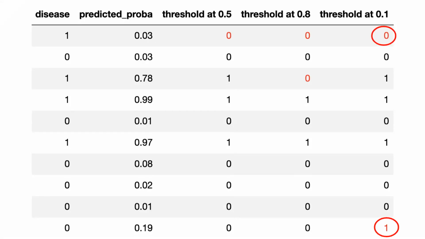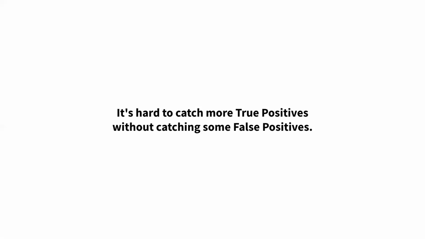If you try another threshold where we say, okay, anything over 0.1 is 1, anything under 0.1 is 0, then we get another trade-off. Does this make sense to everyone? So as we move that threshold, we start getting different trade-offs of true positives and false positives and false negatives. So what I want you to remember from this is that it's kind of hard to catch more true positives without catching some false positives. Make sense? To get one, you need to compensate on the other.